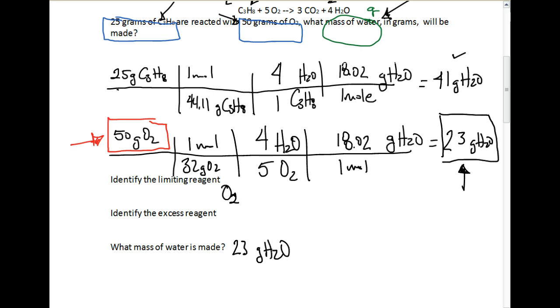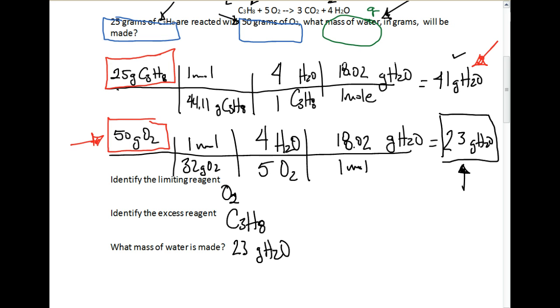So what happened in this reaction is oxygen ran out before propane ran out. And we know that because it made the smallest amount when we did the stoichiometry. Our excess reagent is going to be our reactant in the greatest amount, the reactant that made the largest amount of product. Okay, so we're going to say that our excess reagent is C3H8 in this case.